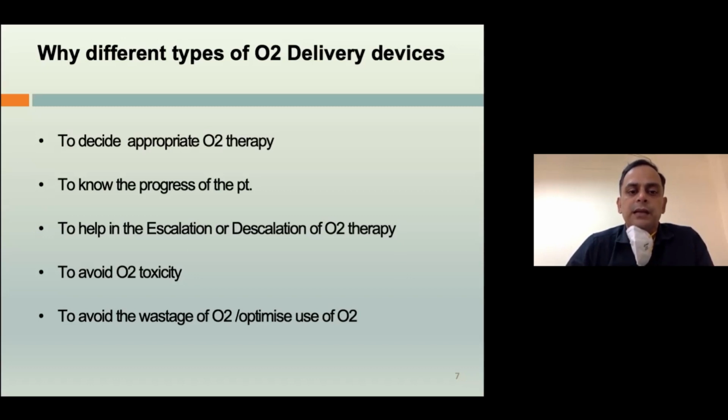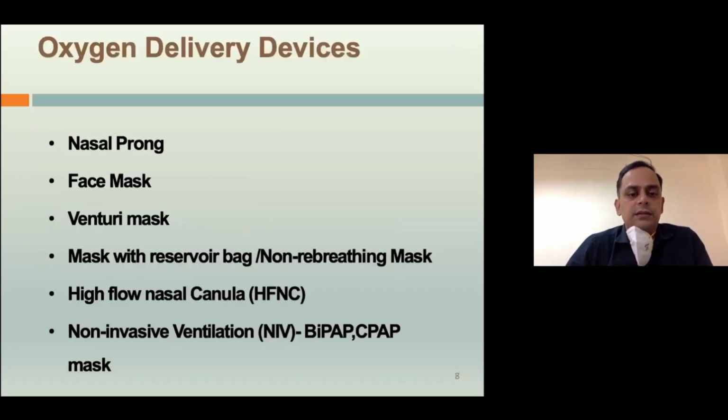It helps us in escalating or de-escalating the oxygen therapy. It helps us avoid oxygen toxicity, and also avoid wastage of oxygen, which is very important. The devices and methods discussed will be nasal prong, face mask, Venturi mask, mask with reservoir bag or non-rebreathing mask, high flow nasal cannula, and non-invasive ventilation or BiPAP and CPAP therapy.